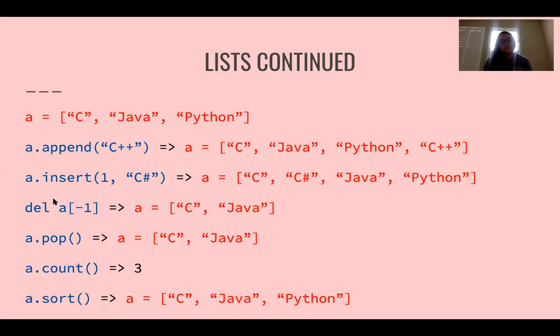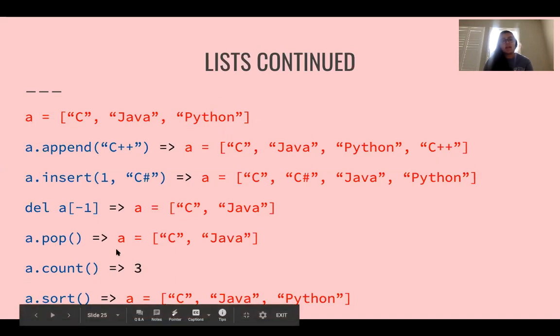You can delete a specific element, so if I'm deleting -1, again, Python goes forward and backward. So if you're deleting -1, you're going to delete the last element of the list. So you're going to be left with C and Java. You can pop, which basically does the same thing. It pops the end of the list. So you would get rid of the last element.